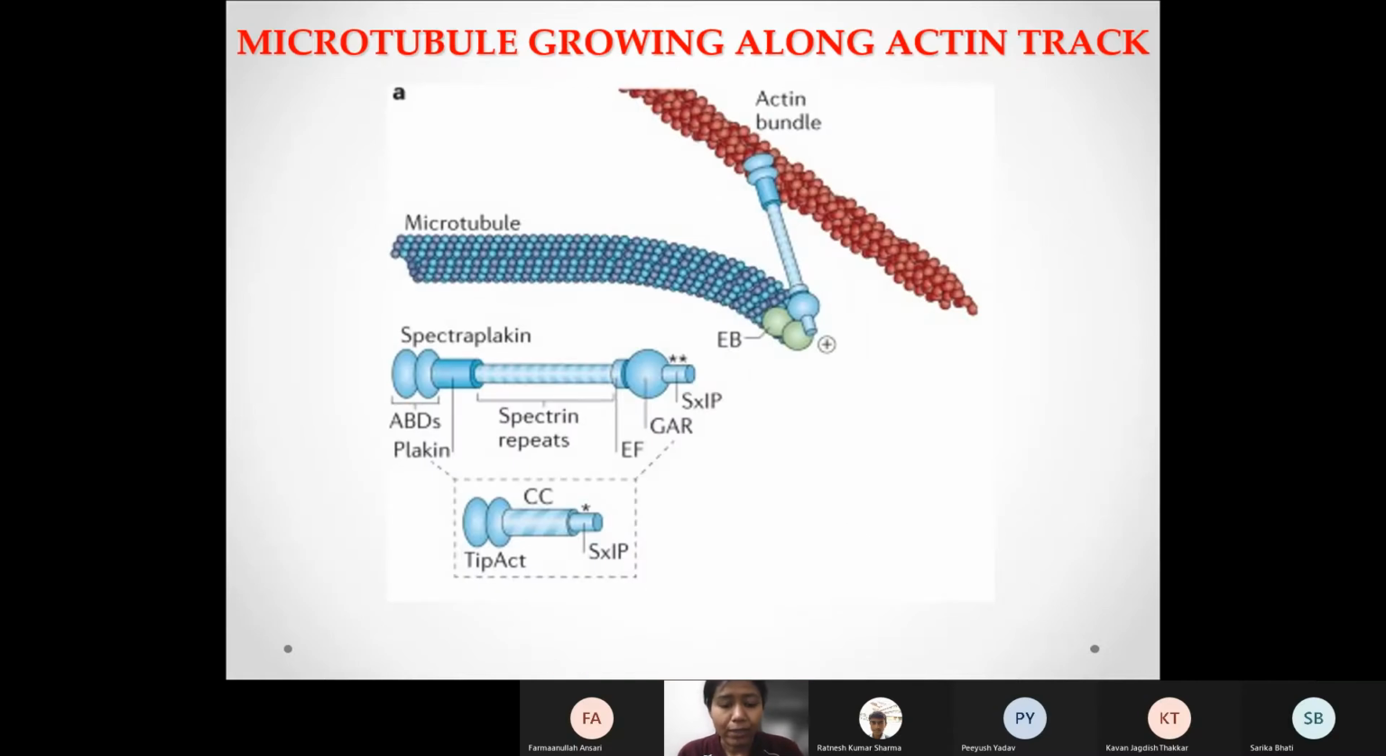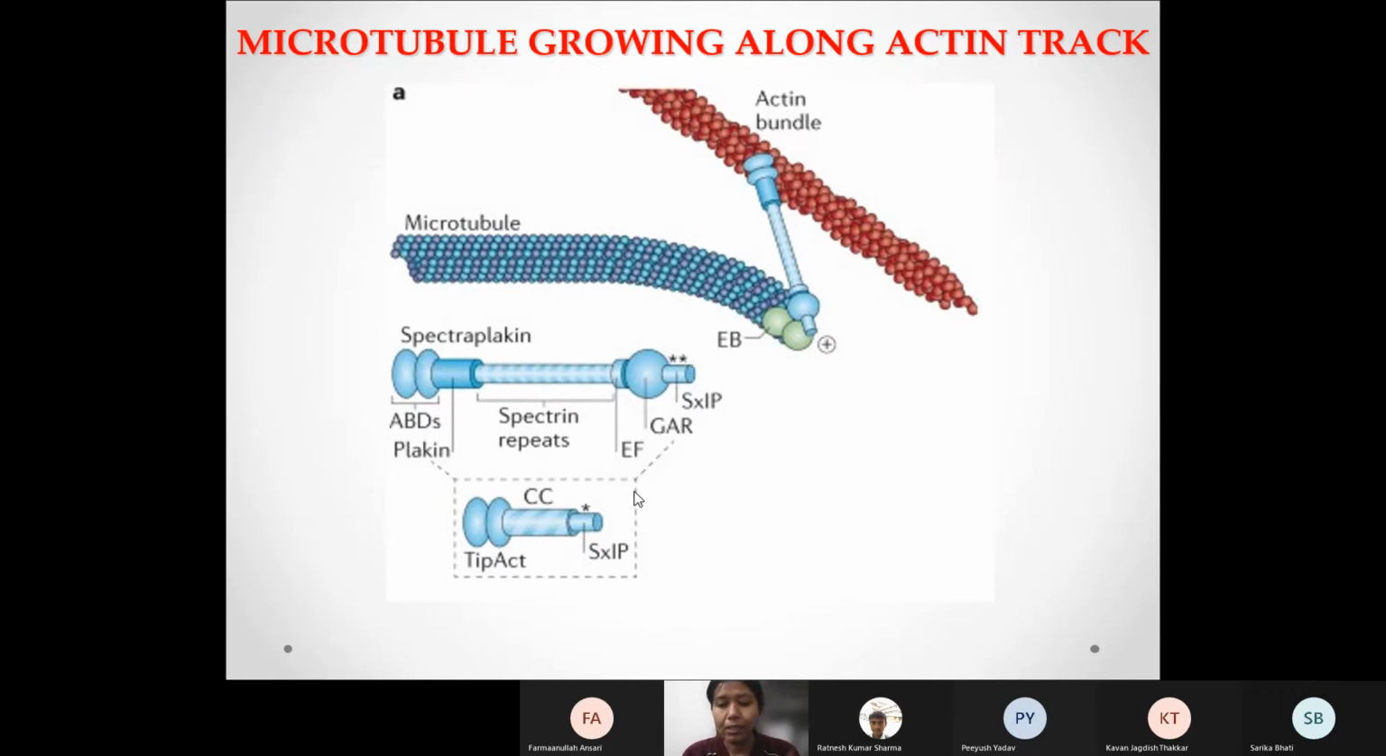Okay. So with that, we come to another concept. Now, this is again a concept, but there are some indications to it. So in cells, you will have actin microfilaments being formed. You'll have microtubules being formed. But it has been observed that very often these microtubules seem to grow very close to these actin filaments. It's as if the actin filaments are providing a guide rail on which the microtubules are growing.